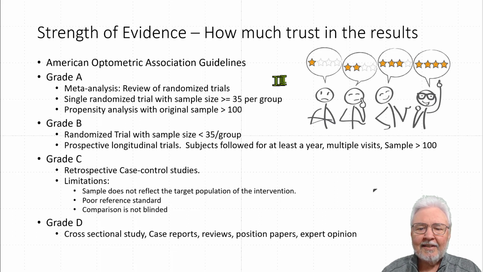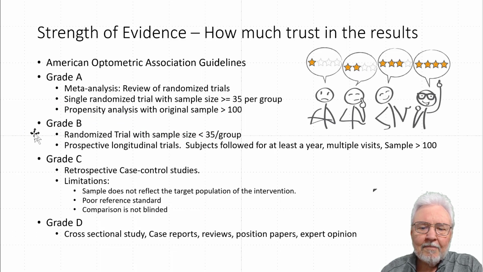They also consider grade A single randomized trials with sample sizes that are pretty good. And I've arbitrarily defined a reasonable size randomized trial as greater than or equal to 35 per group, 70 for 2 groups. Propensity analysis. We'll get into that later, but this is kind of an alternative to some observational studies. It's a pseudo-random, and you want your original sample to be greater than 100. We'll talk more about propensity analysis later. So that's the best type of study.